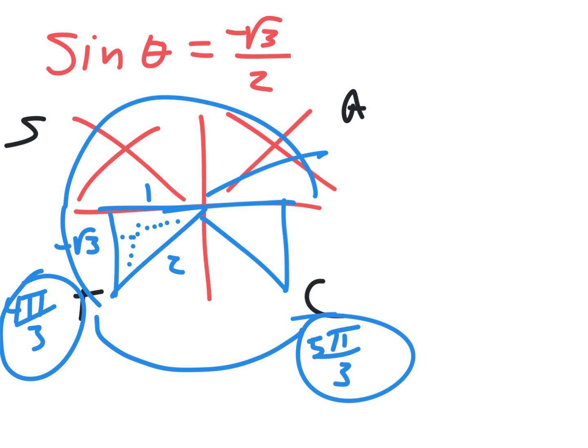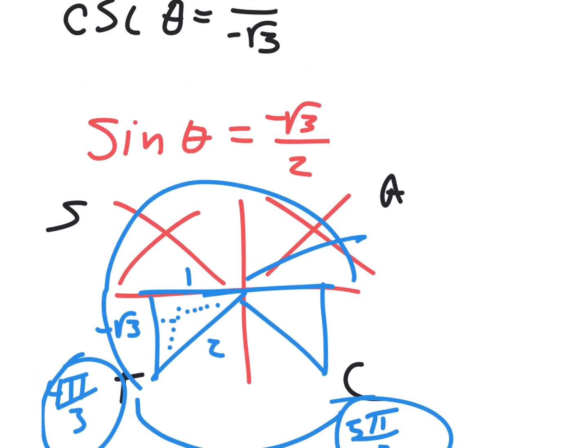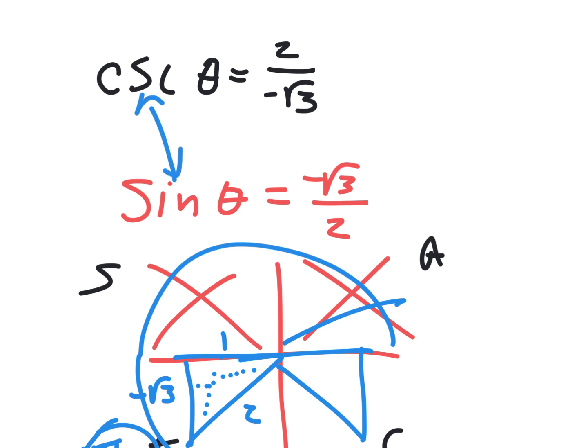Who had that one right? Okay, cool. That's just to remind you of the sister functions like cosecant and sine are flips of each other. All right.